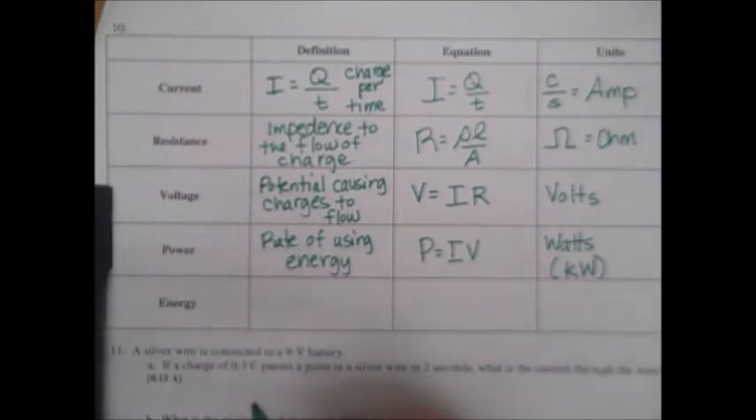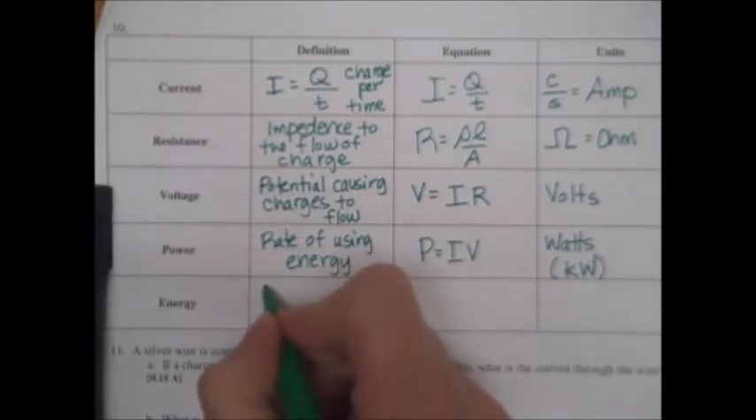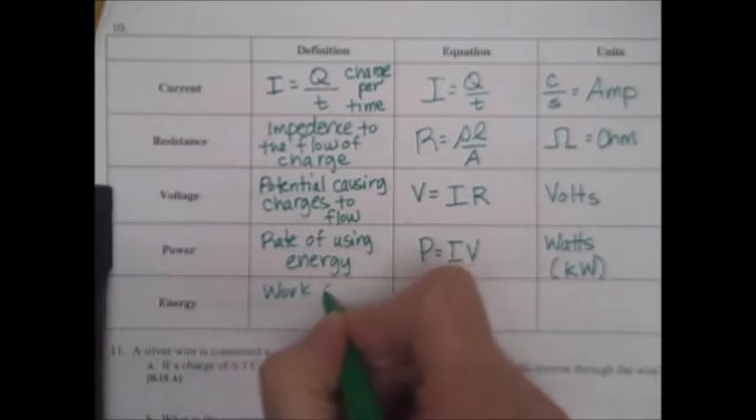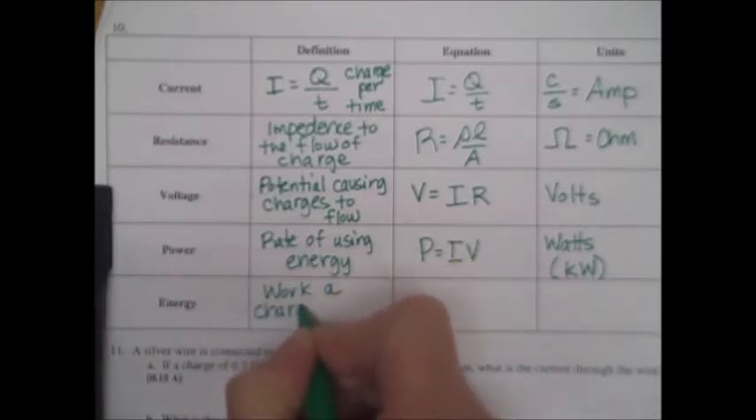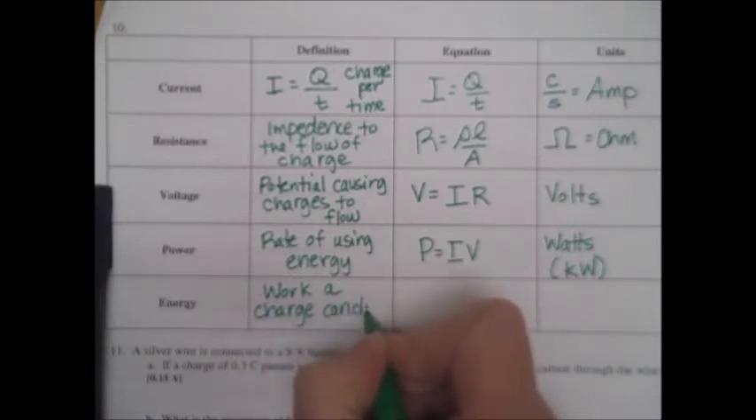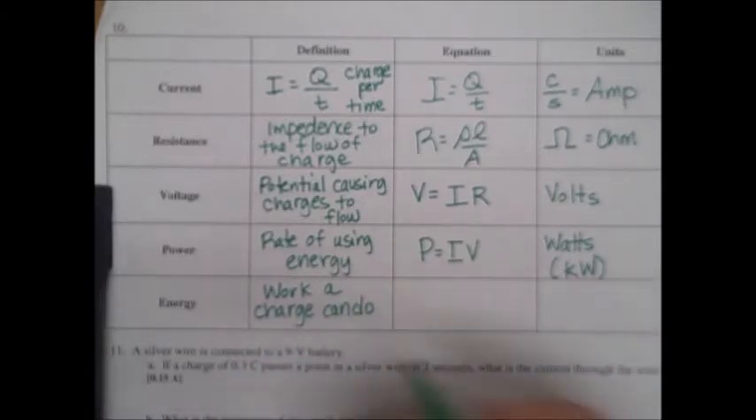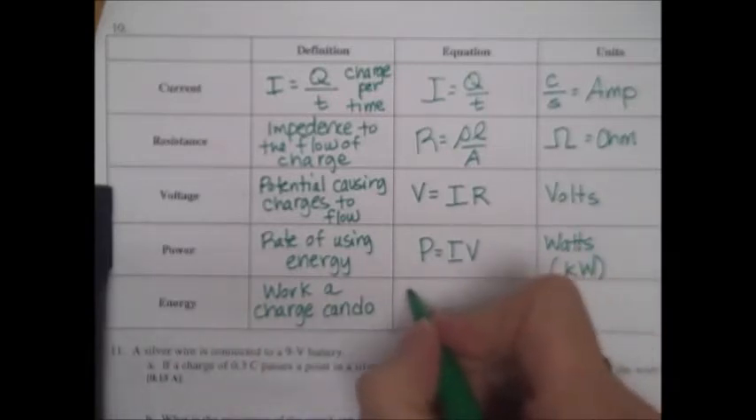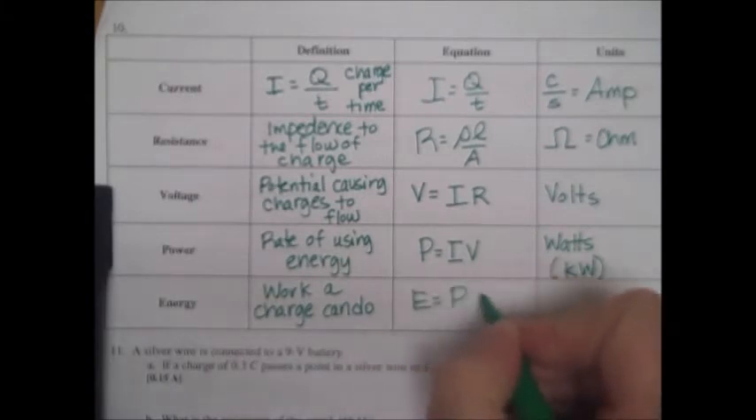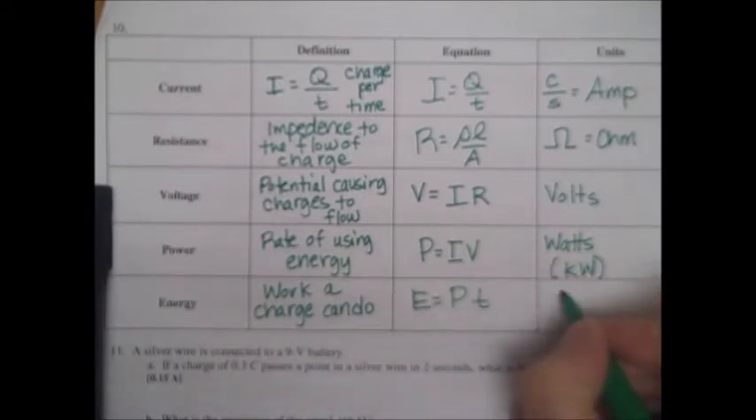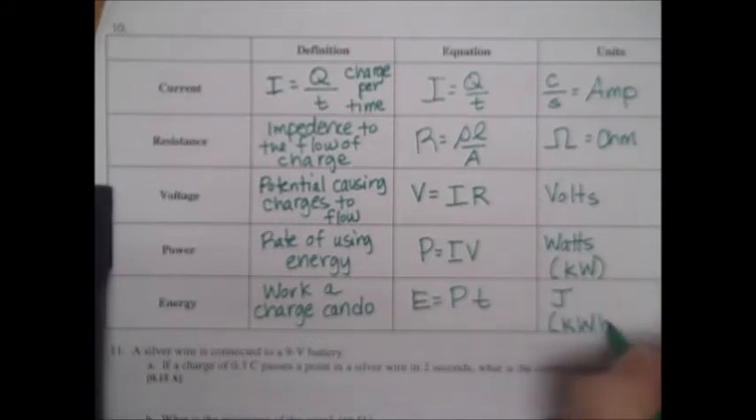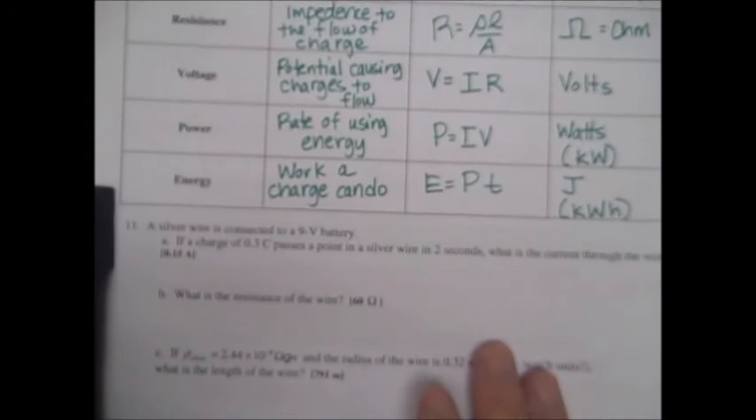And let's see, energy is the amount of work a charge can do. The amount of energy stored up in that charge will tell you how much work it could change into and light your light bulb or heat your toaster. And energy would be the power times time. And the units of energy will often be joules. Or when we're talking a cost problem, like we're buying from ComEd, we do kilowatt hours for energy.